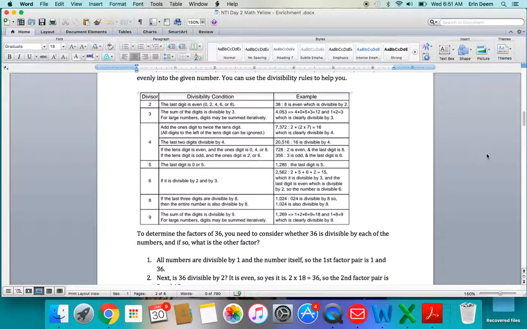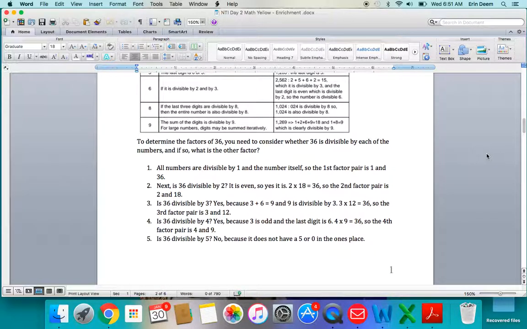To determine the factors of 36, you need to consider whether 36 is divisible by each of the numbers, and if so, what is the other factor? Number 1, all numbers are divisible by 1 and the number itself, so the first factor pair is 1 and 36. Number 2, next, is 36 divisible by 2? It is even, so yes, it is. 2 times 18 equals 36, so the second factor pair is 2 and 18.